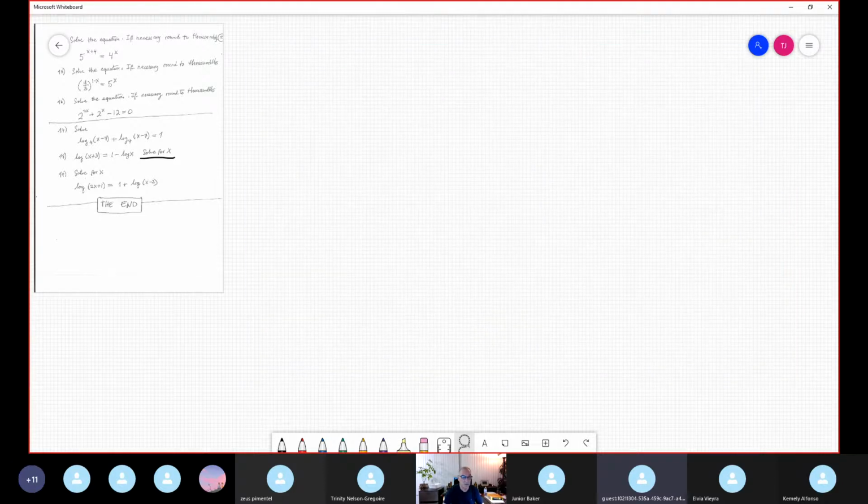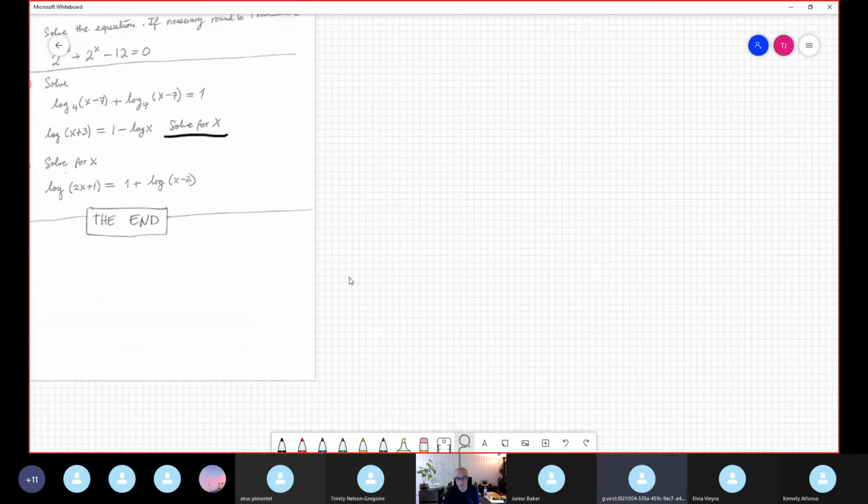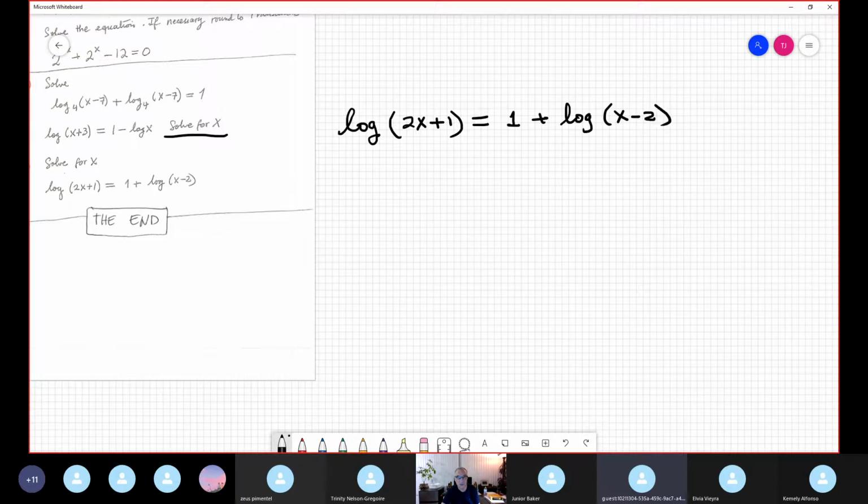Okay, it's a little bit more complicated. It's logarithm of 2x plus 1 is equal to 1 plus logarithm of x minus 2. One more time, you see, it's important to remember that when the base is missing, it's because it's 10, no? Okay, we see in the review 2 examples, because in the test, you expect something similar to this.